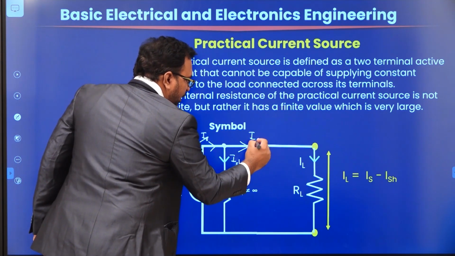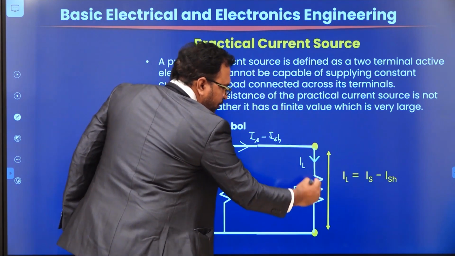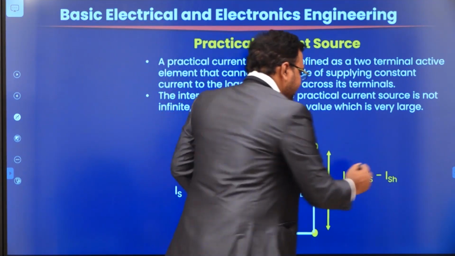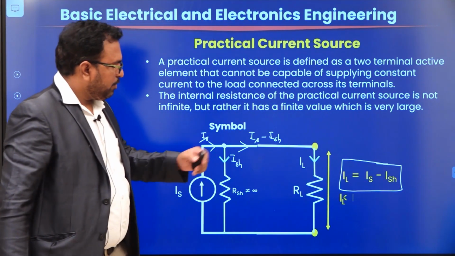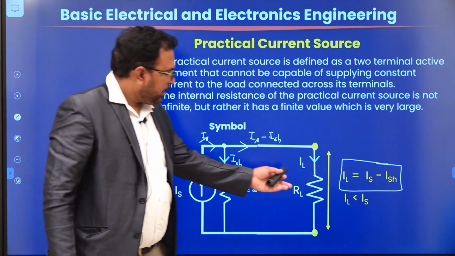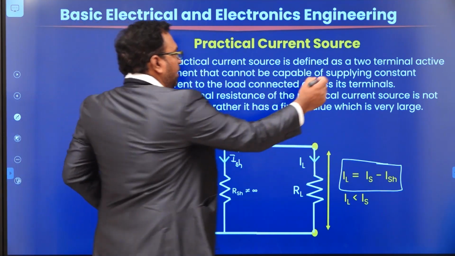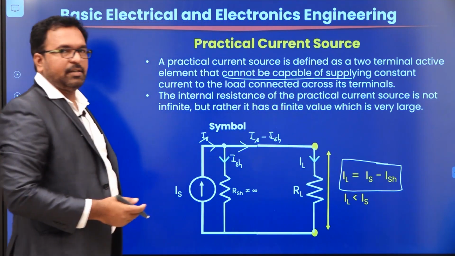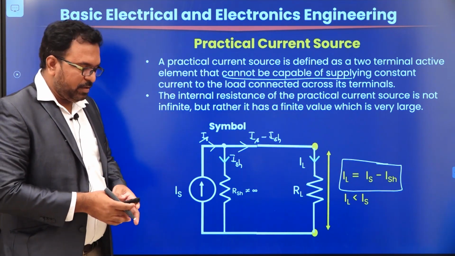Obviously it is Is minus ISH. That current will flow through the load resistor. So IL is equal to Is minus ISH. That means obviously the load current is less than the source current. As said here, it cannot be capable of supplying constant current. That's how the practical current source works.